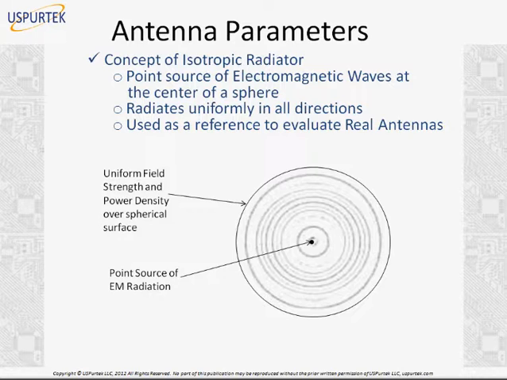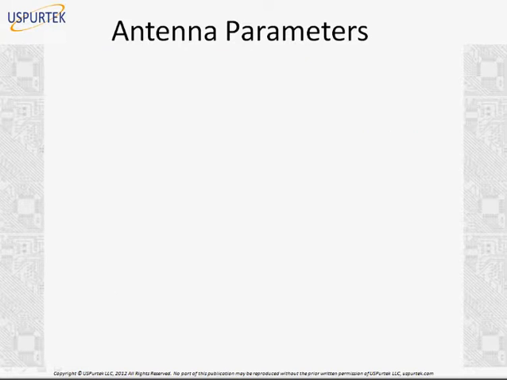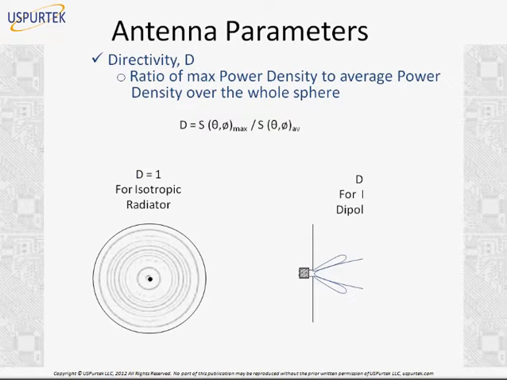Okay. Concept of isotropic radiator. An isotropic radiator is a point source of electromagnetic waves at the center of a sphere, and it radiates uniformly in all directions. This is a theoretical antenna. Practically, nothing like an isotropic radiator exists in the real world, but we use it as a conceptual reference for any real-life antennas. Now, we'll see how we use this concept in our real-life antennas.